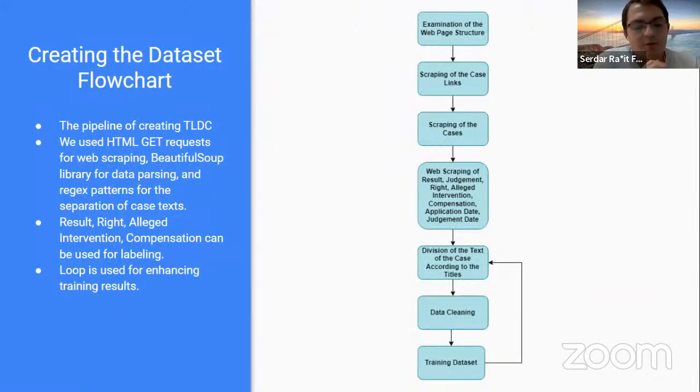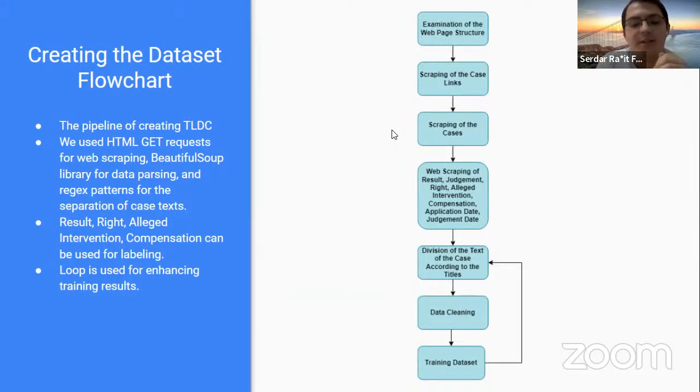Okay, you see here the pipeline of creating TLDC. Firstly, we used HTML GET requests for web scraping, the Beautiful Soup library for data parsing, and regex patterns for the separation of case text. The first step is examination of the web page structure, and then scraping of the case links and scraping of the cases.